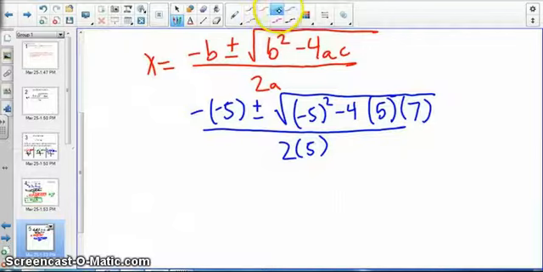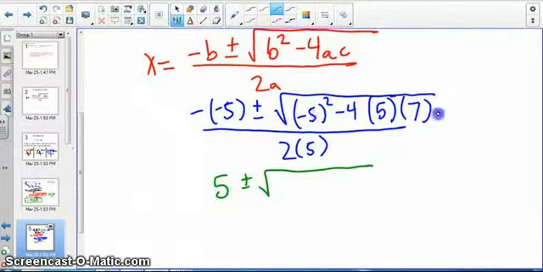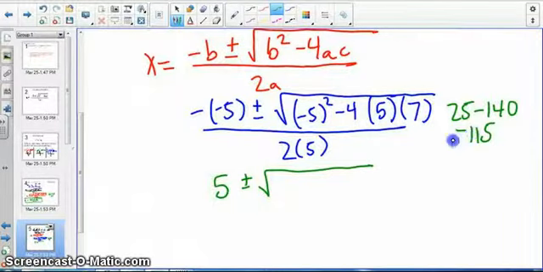Now I just have to simplify it. Negative times negative 5 is positive 5, plus or minus. Well, negative 5 squared is 25. Negative 4 times 5 is negative 20, times 7 is negative 140. So 25 minus 140 is negative 115. Now that's my discriminant. It's less than 0, so I'm going to have 2 imaginary solutions.